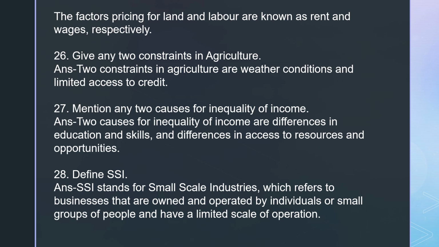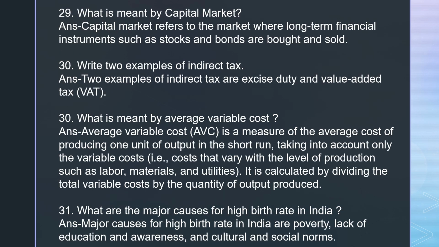28. Define SSI. SSI stands for small-scale industries, which refers to businesses that are owned and operated by individuals or small groups of people and have a limited scale of operation. 29. What is meant by capital market? Capital market refers to the market where long-term financial instruments such as stocks and bonds are bought and sold. 30. Write two examples of indirect tax. Two examples of indirect tax are excise duty and value-added tax.